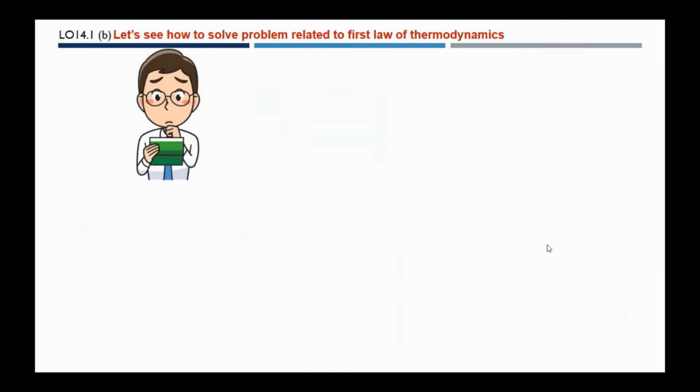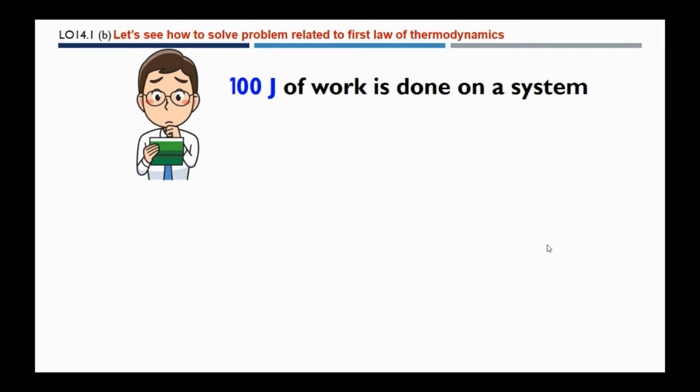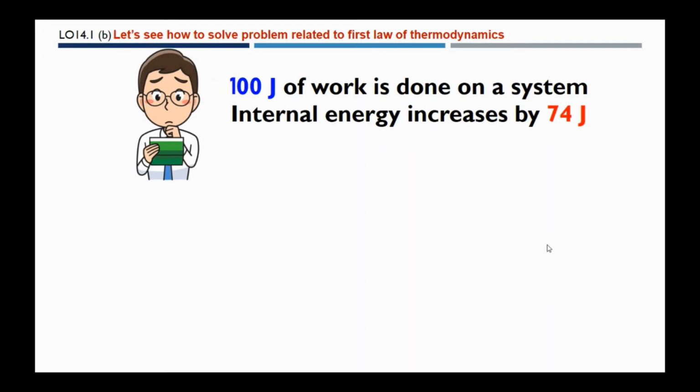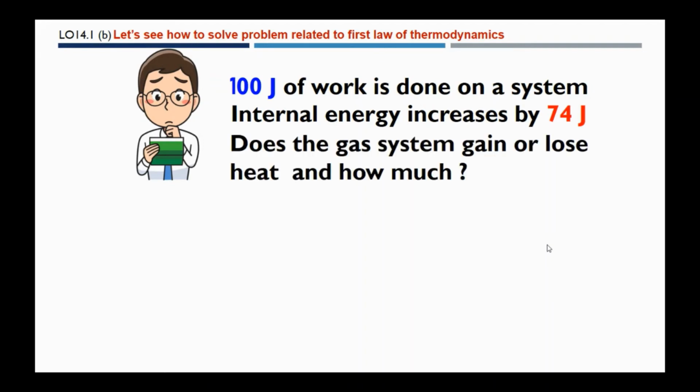Let's see one example to solve using the first law of thermodynamics. We are given 100 joules of work done on the system and the internal energy increases by 74 joules. Does the gas system gain or lose heat, and how much? So we have to use the first law of thermodynamics. Q is equal to delta U plus W.